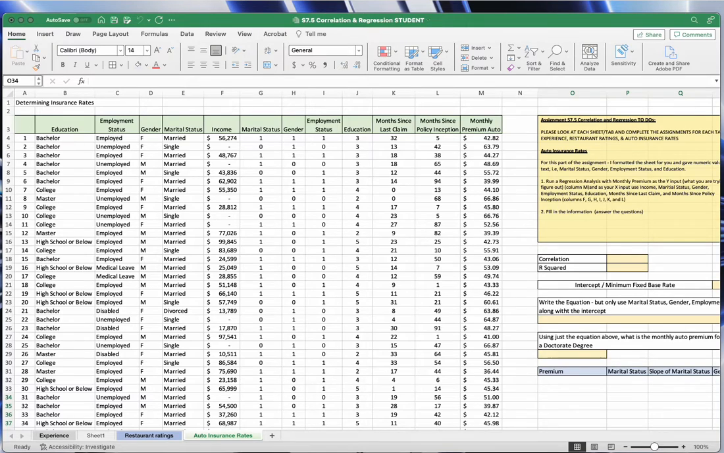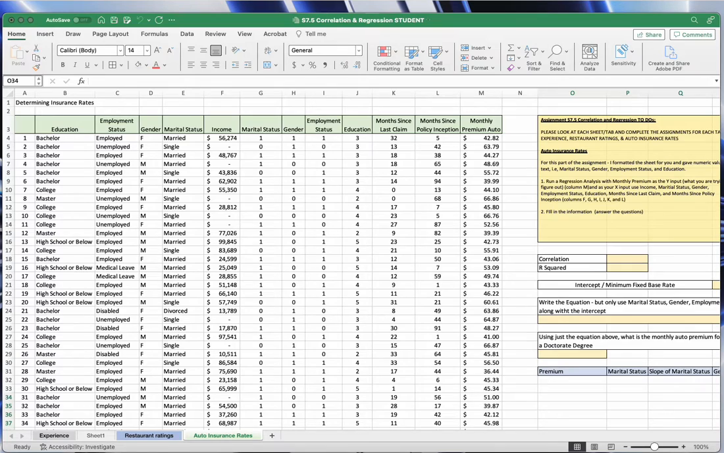Going over the auto insurance rates tab for the S7.5 correlation and regression. Really quick in going over this, one of the things I wanted to show you, this is actually real data from an insurance company, and they actually have 22 columns of determinants on how they determine an auto insurance monthly premium rate. And I broke that down to 7, and then we're going to go over 4 of those.